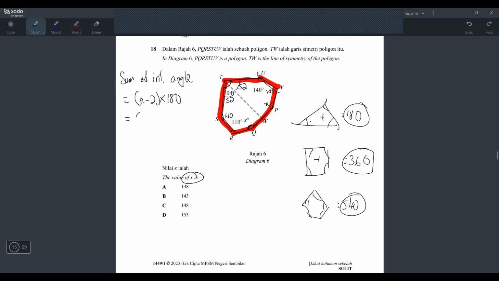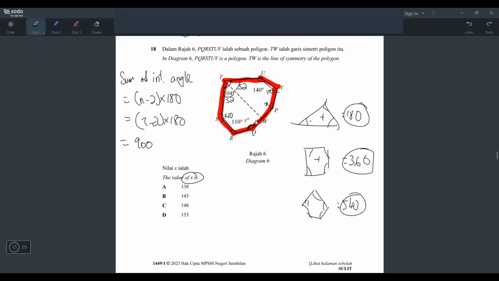But now I want 7 sides. 1, 2, 3, 4, 5, 6, 7. So it'll be 7 minus 2 and then times 180. So 5 times 180, my calculator gives me 900. So this 900 is actually the sum of all these 7 angles, right?